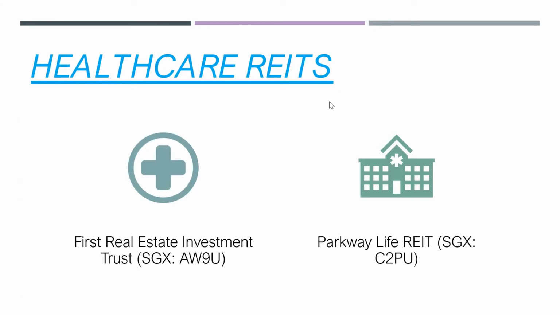So, healthcare. Healthcare basically only has two: First REIT and Parkway. First REIT owns hospitals in Indonesia, and Parkway owns multiple hospitals and nursing homes around the world. Healthcare REITs are generally less risky because hospitals and nursing homes usually have contracts with the landlord of about 20 years, and some even have 30 years. So this one will be less affected by the economy.